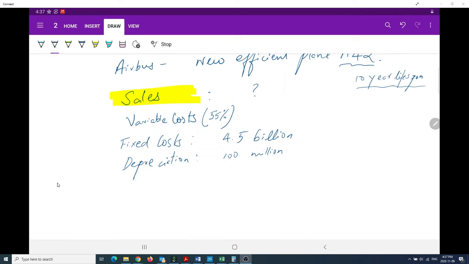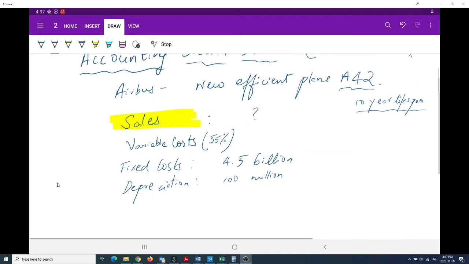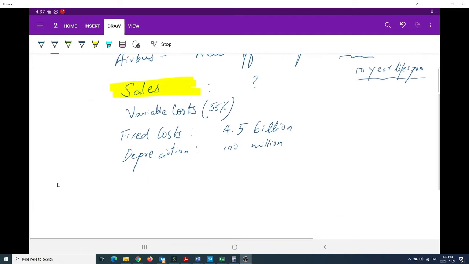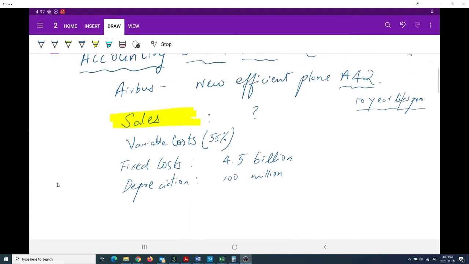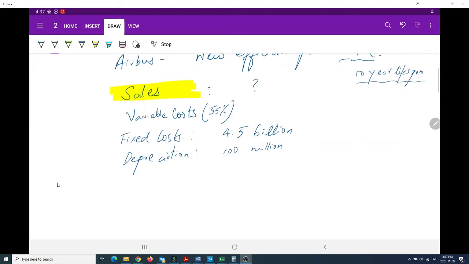Let's get some more assumptions in. The variable costs are 55% of sales or revenue. There's a fixed cost of $4.5 billion. Let's think of all these fixed costs as the research and development which went into making this plane a lot more efficient and quieter and faster and so on. Let's also assume that the plant, which is the retooling of the factory, was around $1 billion, and you're depreciating it at $100 million every year since it's a 10-year lifespan. We are assuming simple straight-line depreciation, nothing fancy over here.